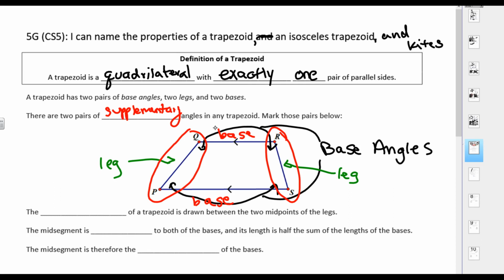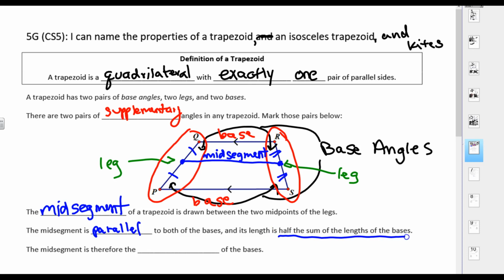There's another important segment in this trapezoid, and that segment is called the mid-segment. Now, we've run into mid-segments before in triangles, and in a trapezoid, it means the exact same thing. A mid-segment is when you take the midpoint of each of your legs, and then you connect the midpoints. This here is your mid-segment. And just like in a triangle, the mid-segment is going to be parallel to both of your bases, and its length is going to be half the sum of the length of the bases.